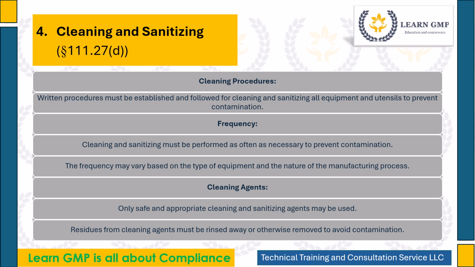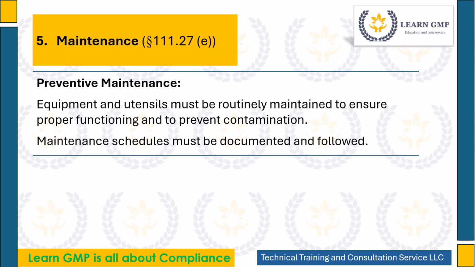Cleaning agents. Only safe and appropriate cleaning and sanitizing agents may be used. Residues from cleaning agents must be rinsed away or otherwise removed to avoid contamination. Maintenance, Section 111.27e. Preventive maintenance. Equipment and utensils must be routinely maintained to ensure proper functioning and to prevent contamination. Maintenance schedules must be documented and followed.